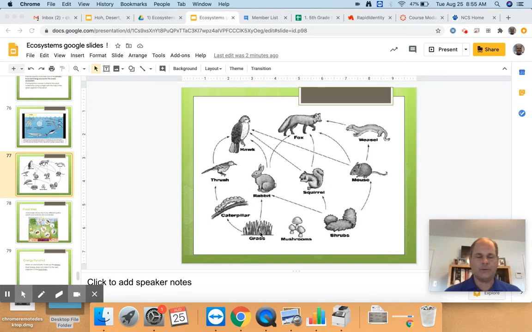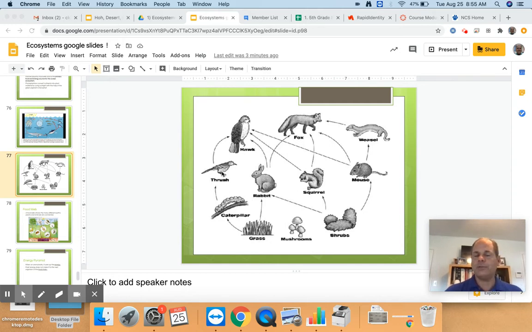Okay, same as the grass. The energy is flowing from the grass to the rabbit. So the rabbit is getting energy from the grass and the shrub. The caterpillar is getting energy from the grass because the caterpillar eats the grass. So energy flows from the grass to the caterpillar.